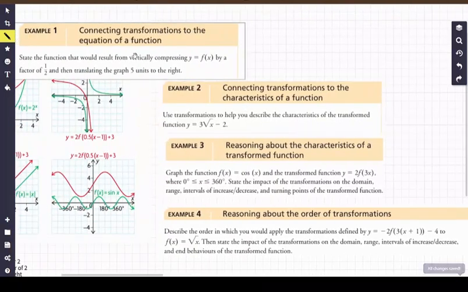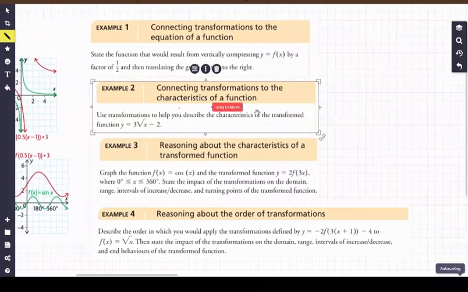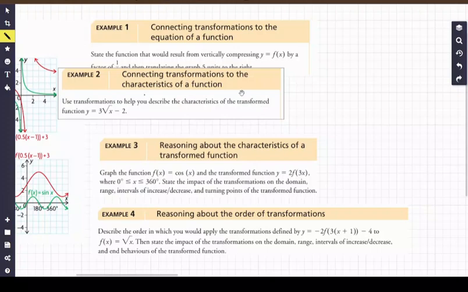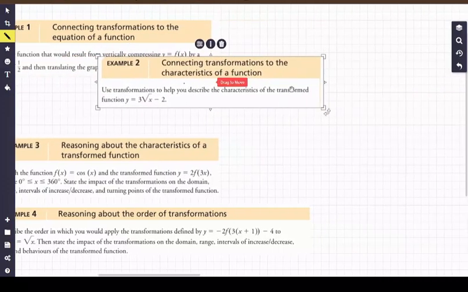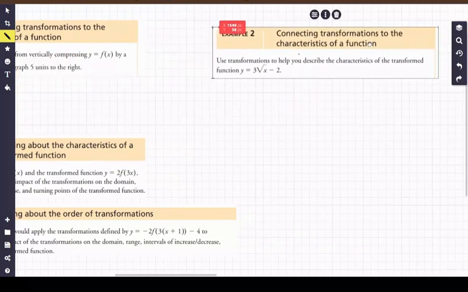Wow, I killed it. Okay, example 2. Use transformations to help you describe the characteristics of the transformed function y equals 3 square root of x minus 2. Why is it shifting?